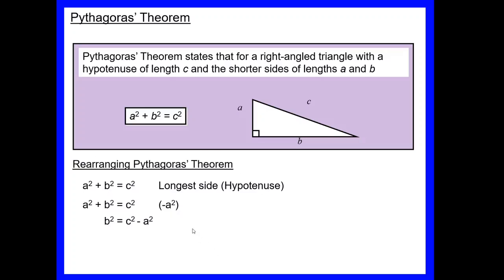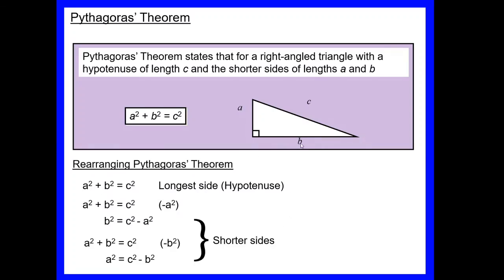We also might want to find the length of side a. So again, if we start with Pythagoras' formula, this time if I want a on its own, I need to get rid of b squared. It's positive b squared, so we're going to take b squared from both sides. If I take b squared from this side, it will disappear, and I need to take b squared from the other side. So I get a squared equals c squared minus b squared. And that gives us our two shorter sides.